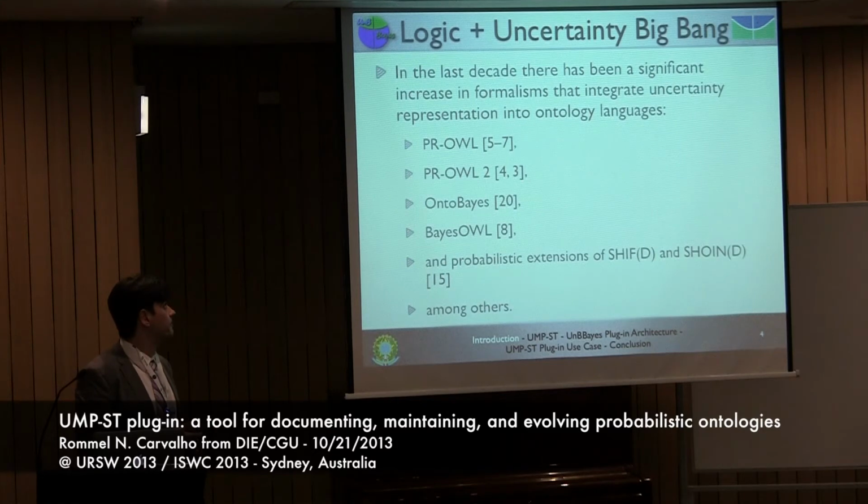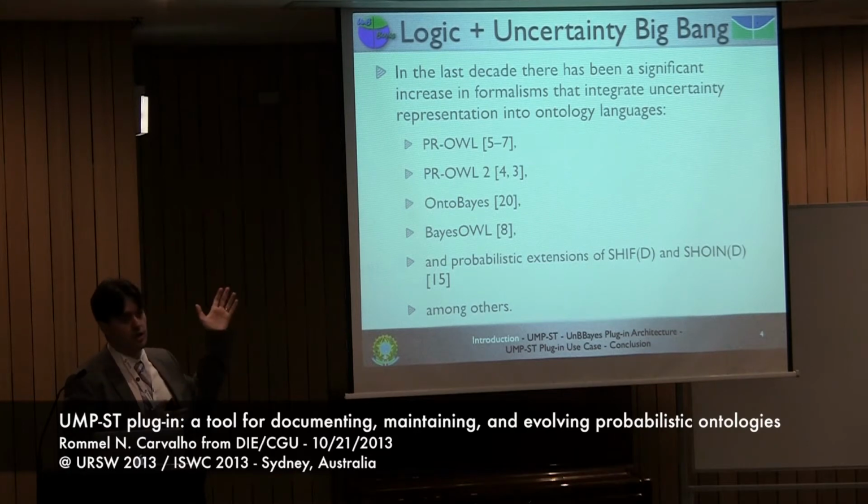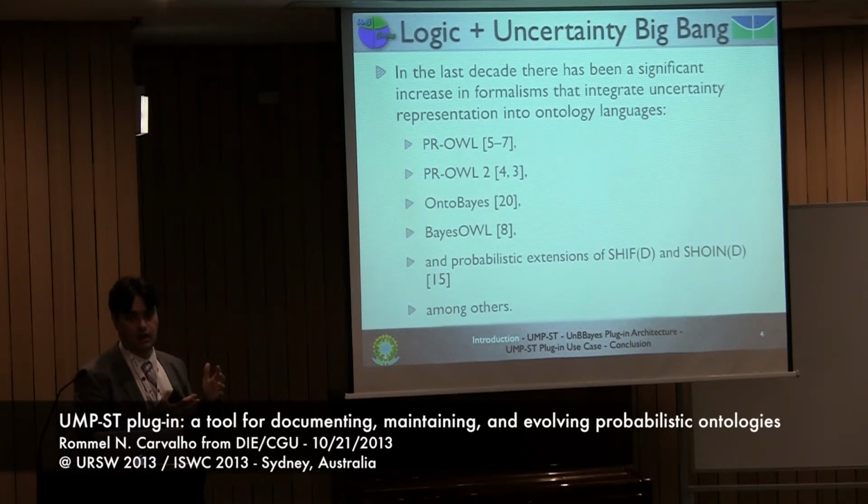So we've seen all types, and here it's just a few. I mean, there are a lot more than what I'm showing here. These are just a few that extend, not pure logic, but some kind of OWL language or some subset of it, to deal with uncertainty. So we have probabilistic OWL, which was proposed by Costa and extended by myself in the PR-OWL 2 version. We have OntoBayes, we have BayesOWL, some probabilistic extensions of Schiff, Schoen, and we have a lot more than that. We have some fuzzy extensions also, and so on. I didn't put everything here, but there are tons of them.